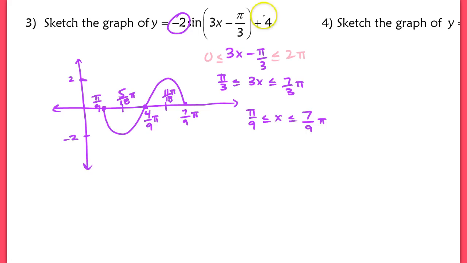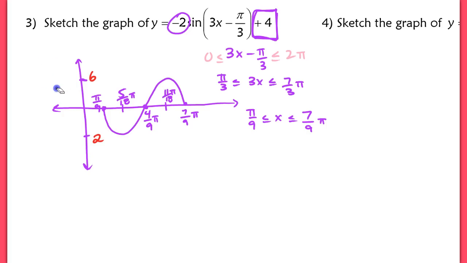Now, this plus 4 here would cause us to shift every single point up 4 units. That would stink if we had to redraw this and go to 6 here and do this all over again. So here's a really cool way to change that. Just add 4 to your max and add 4 to your min. So now this is actually at 2. This is actually at 6. So I just shifted everything up by just changing my axis here.